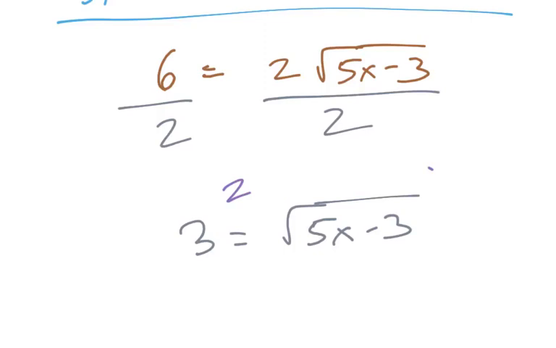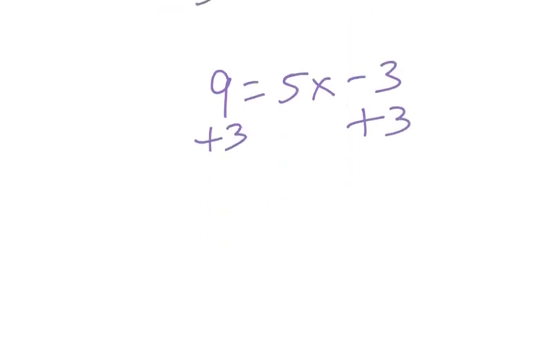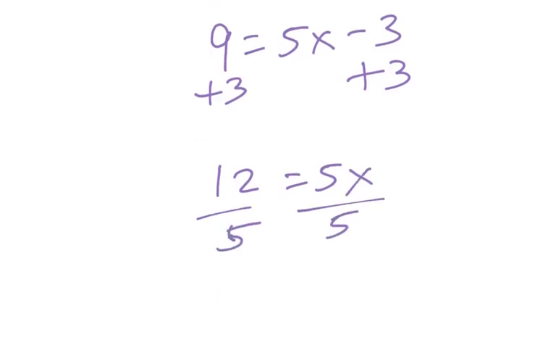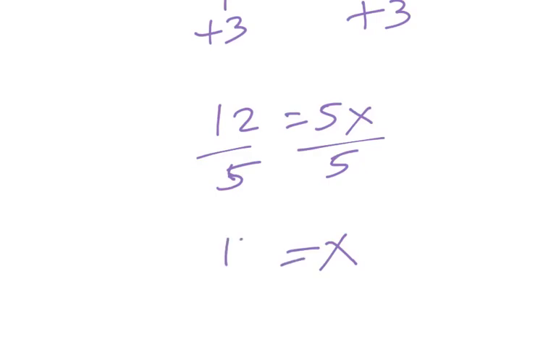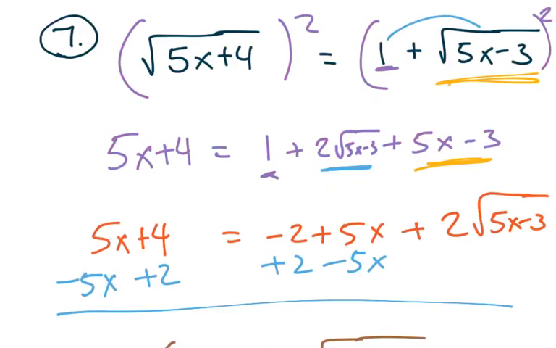So we'll do that. 9 will equal 5x minus 3. We'll add 3 to the other side, which will give me 12. Divide by 5. X is 12 over 5. It's ugly, but we can work with it. So let's see if 12 over 5 works.